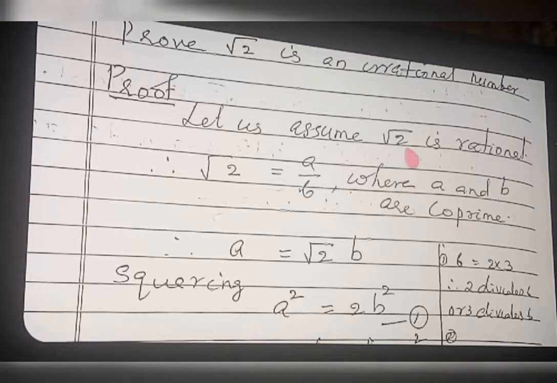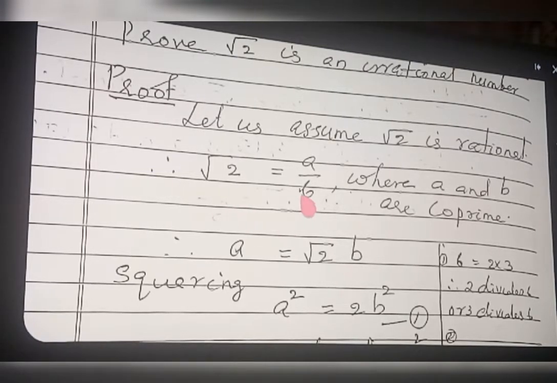So what is the property of rational numbers? Rational numbers can be expressed in the form a by b, where a and b are integers and a and b are co-prime or mutually prime numbers. Understood? So we suppose root 2 is rational. That is why we take root 2 is equal to a by b. Now cross multiply. So a is equal to root 2 into b.